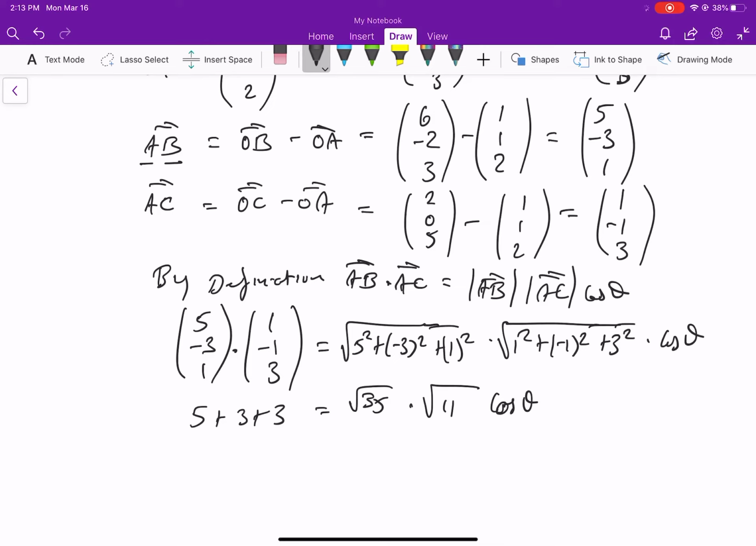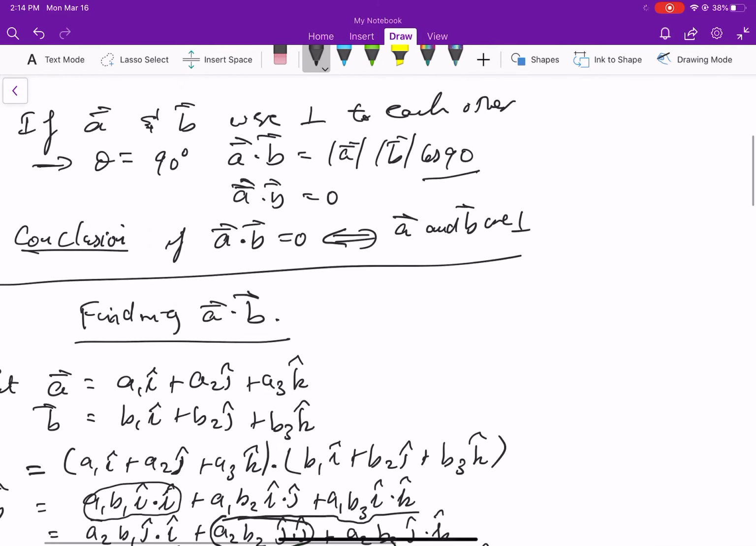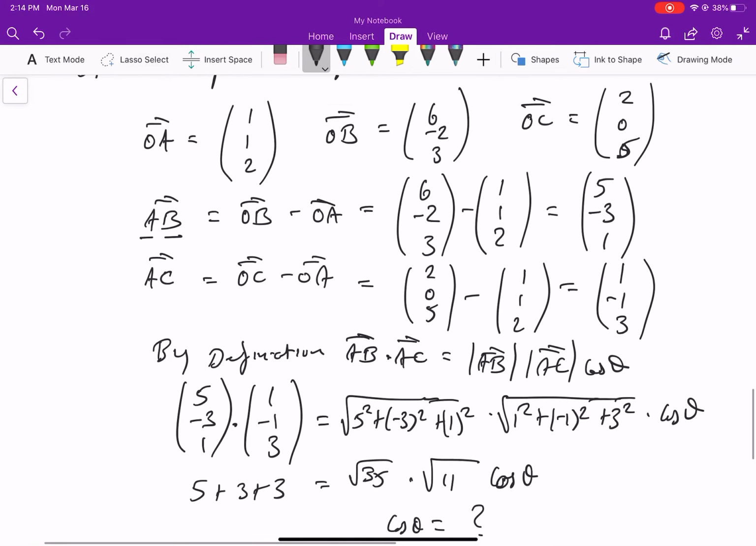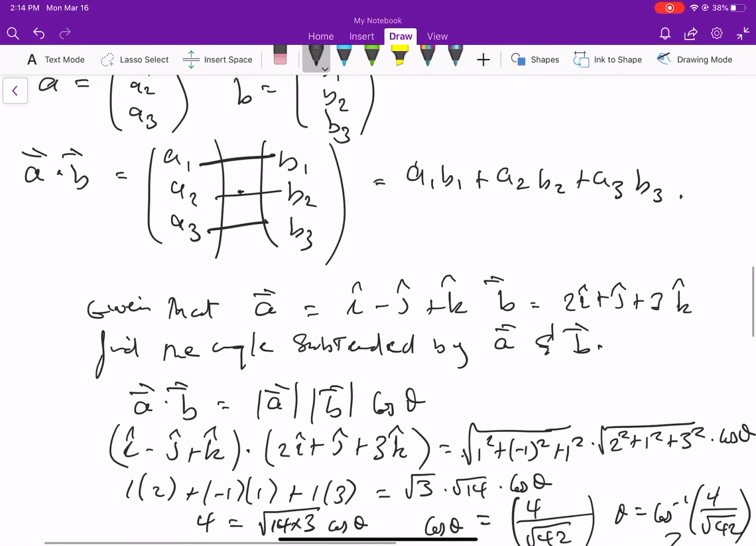And you guys can probably take it from here and make cos theta the subject, and then cos inverse. All right. There are going to be other cases in which the dot product appears, but I think this should explain satisfactorily how to perform the dot product, whether the vectors are given in Cartesian notation or column vector notation.